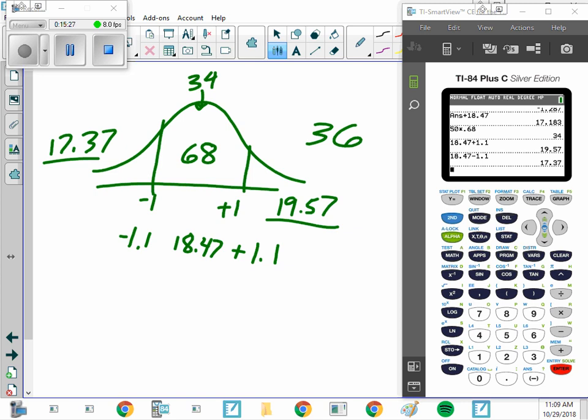Okay. Number 6 is backwards. Let's do number 7.